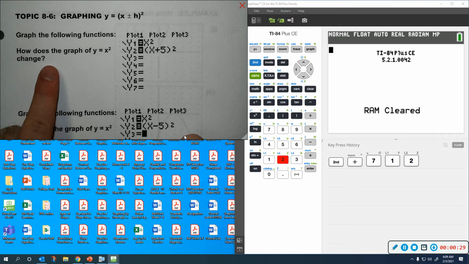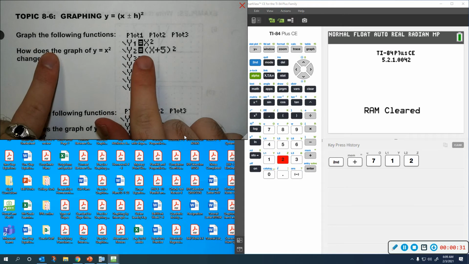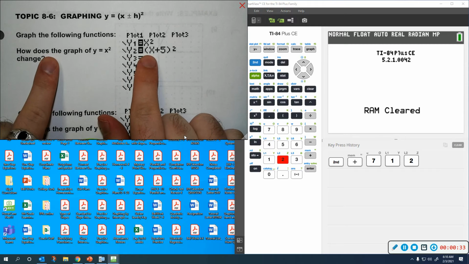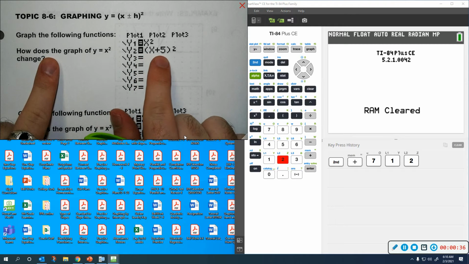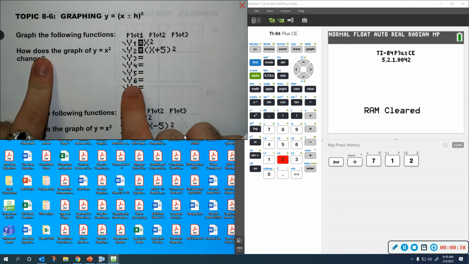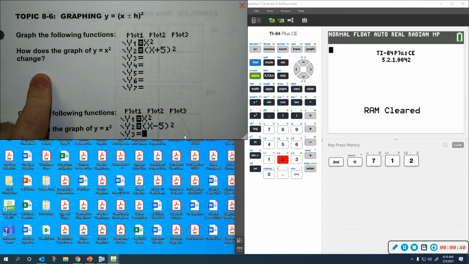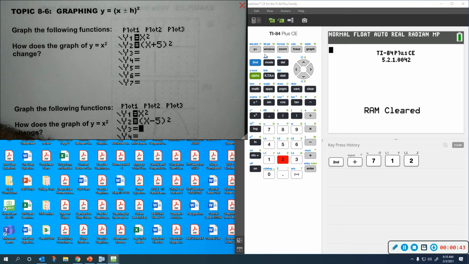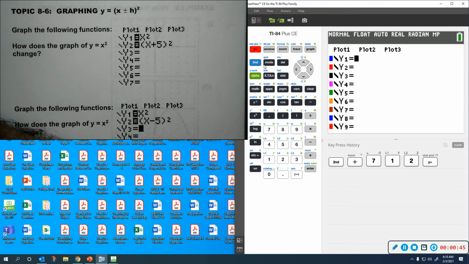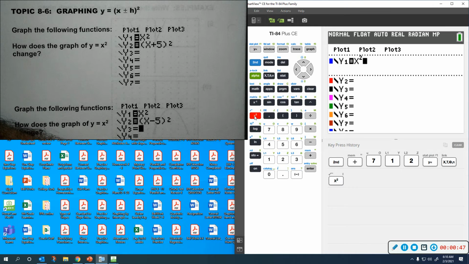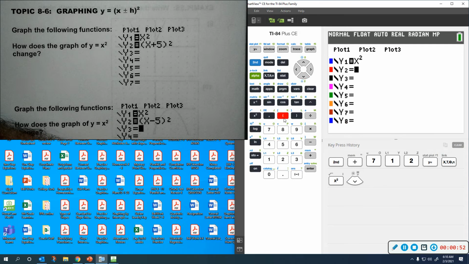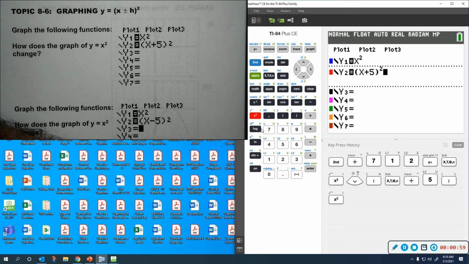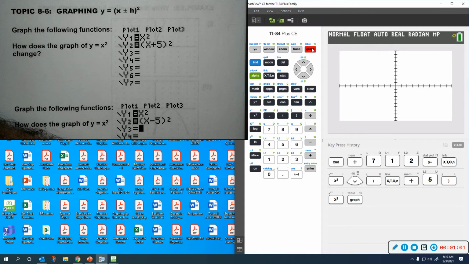So, the first thing, it says graph the following functions, x squared and (x plus 5) squared, and it asks how does the graph of y equals x squared change. So, I'll go to my y equals, I'm going to type in x squared for line 1, for line 2, I'm going to go down and type in parentheses x plus 5 parentheses and square that. Now, when I hit graph, let's see what happens.